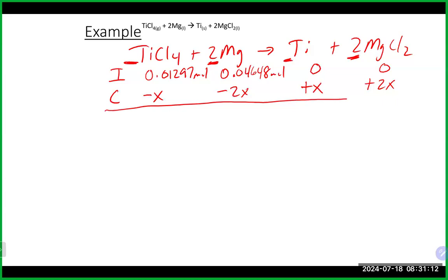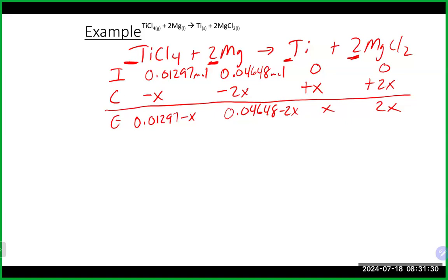We now can bring everything down here: 0.01297 minus x, 0.04648 minus 2x, x, and 2x. Any questions on the table here?